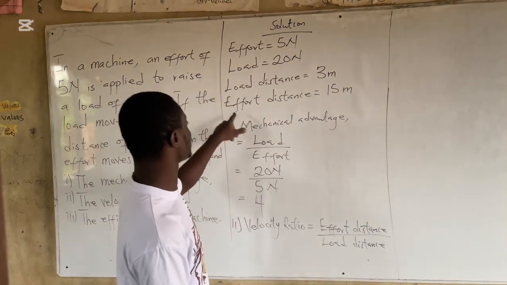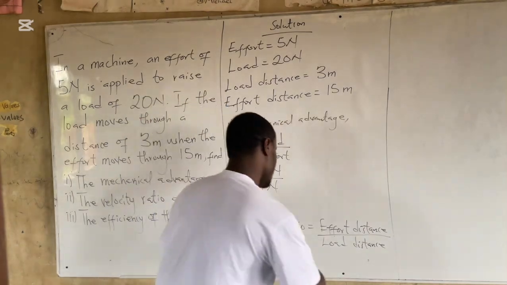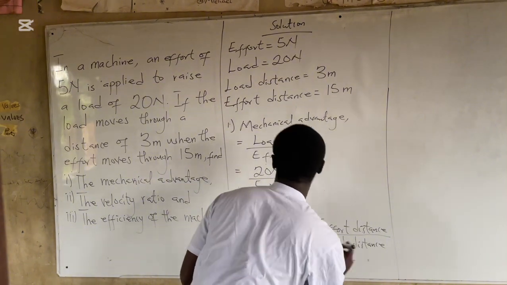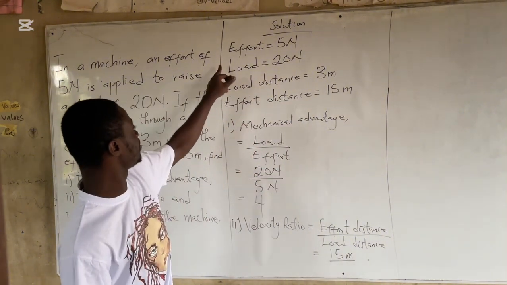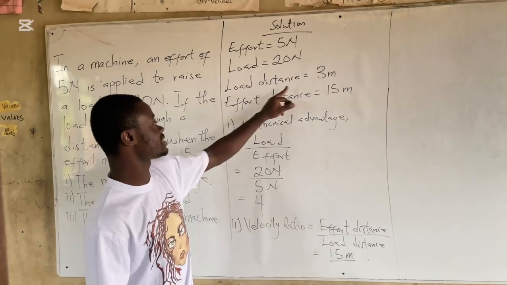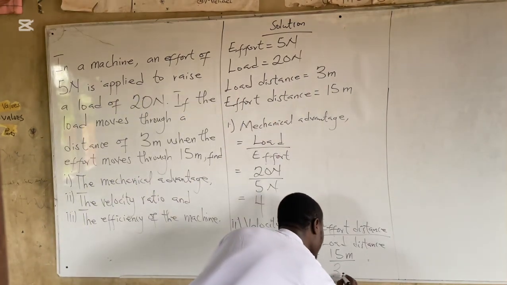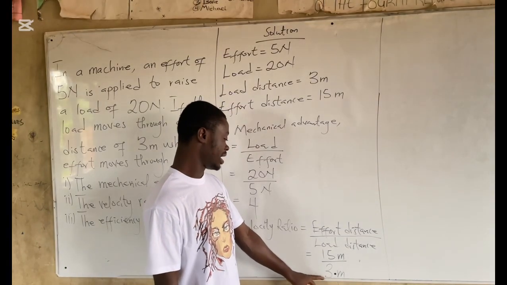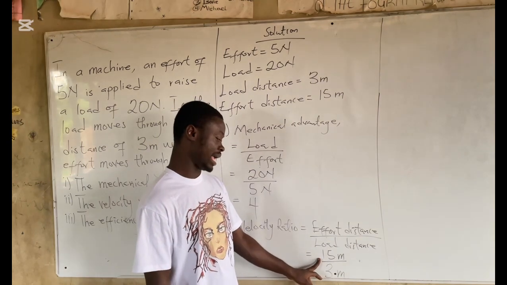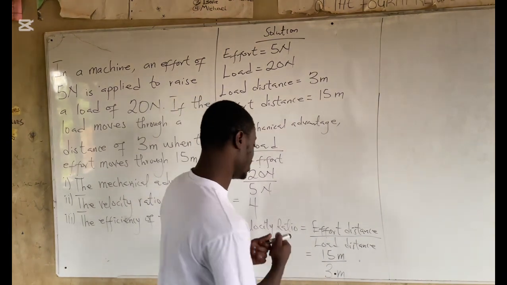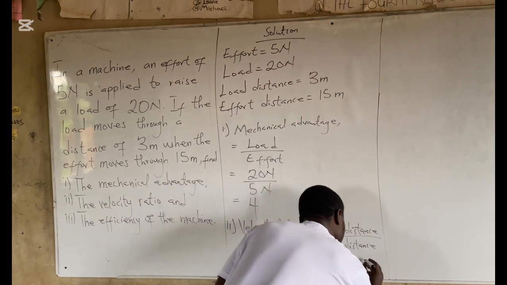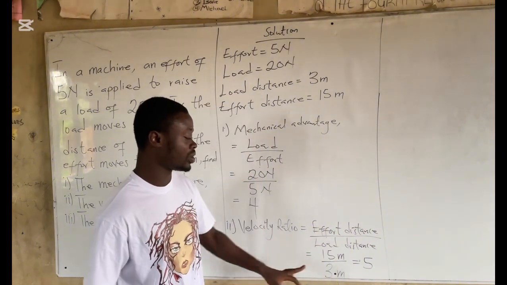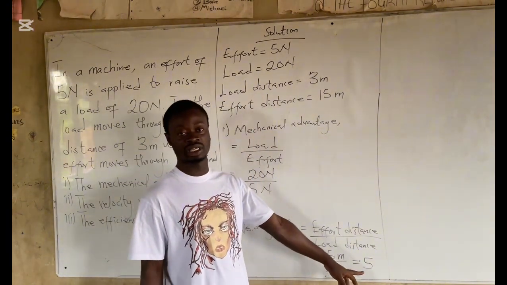So the effort distance from the question is 15 meters. So this gives us 15 meters divided by the load distance. From the information that we gathered here, the load distance is 3 meters. So divided by 3 meters. Okay, so 3 goes into 15 five times. So 3 times 5 is 15. Therefore, the answer is 5. So the velocity ratio equals 5. Velocity ratio also does not have a unit.